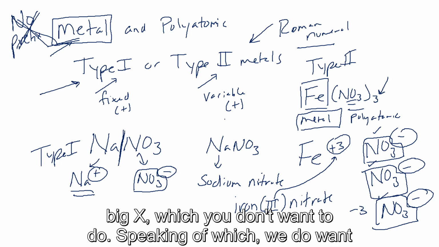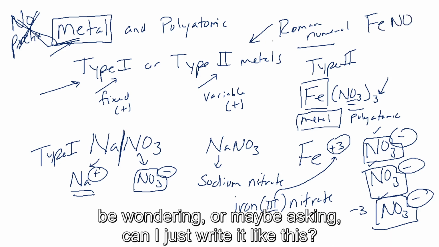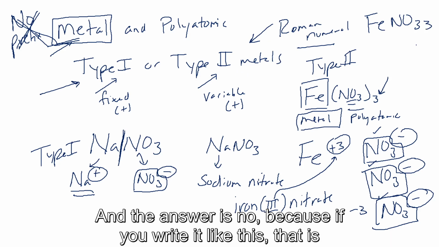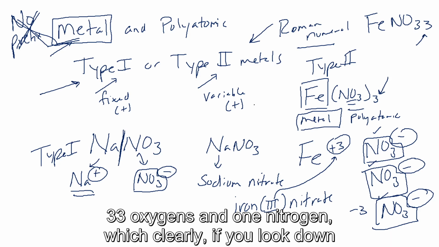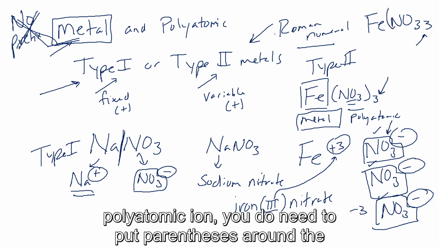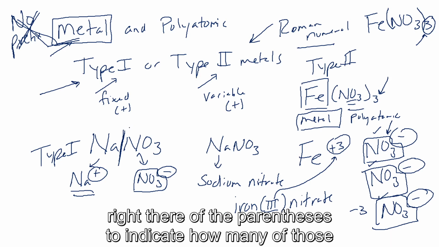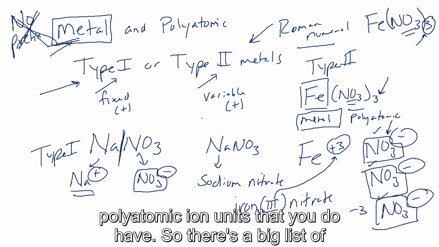which you don't want to do. Speaking of which, we do want to make sure we write our formulas correctly. So you may be wondering, or maybe asking, can I just write it like this? And the answer is no, because if you write it like this, that is 33 oxygens and 1 nitrogen, which clearly, if you look down here, is not what's going on. When you have more than one polyatomic ion, you do need to put parentheses around the polyatomic ion, and you do need to put the number you have lower right there of the parentheses to indicate how many of those polyatomic ion units that you do have.